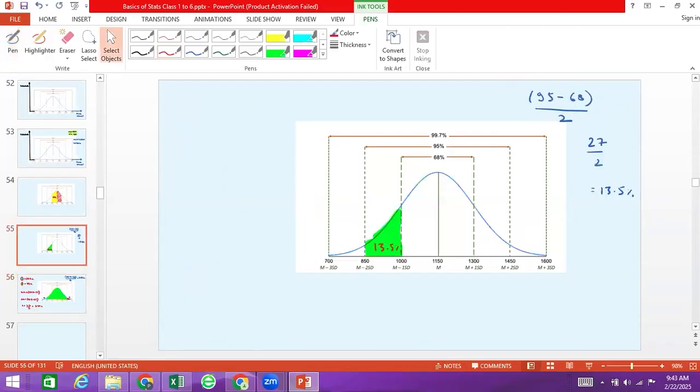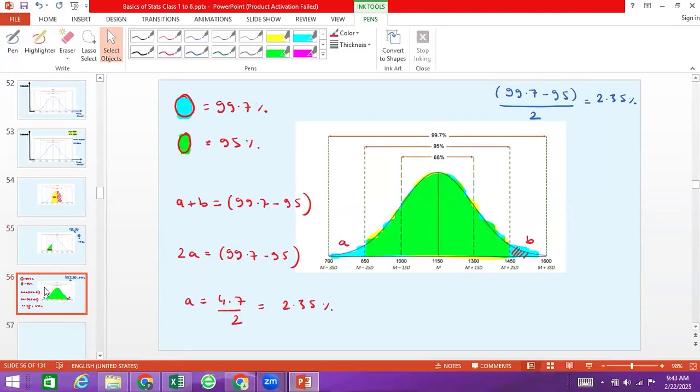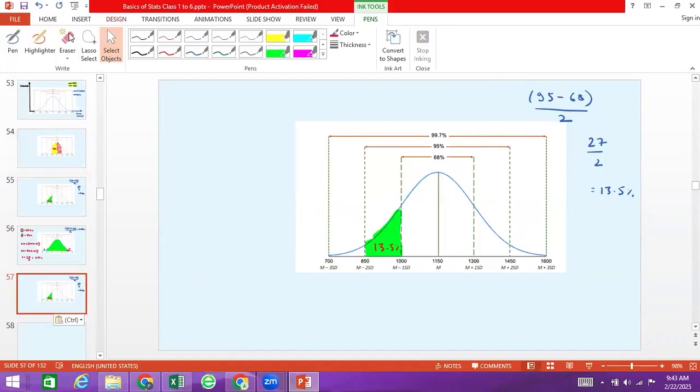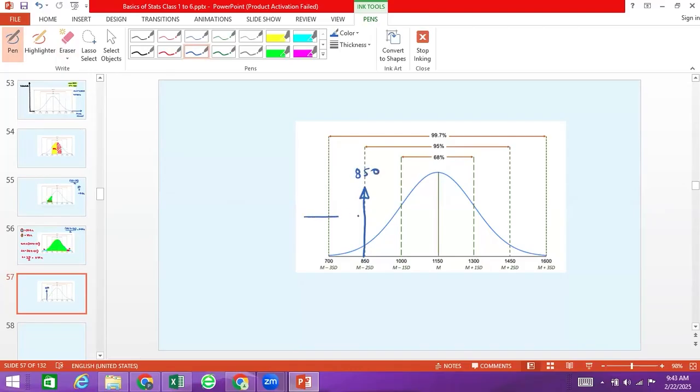Now let me ask you another question. We will see the application of all of these, guys. It may not be immediately, but 2-3 classes down the line we will see the application of the concept we are learning right now. Let's say this point is 850. I want you to tell me what percentage of data points are less than 850.